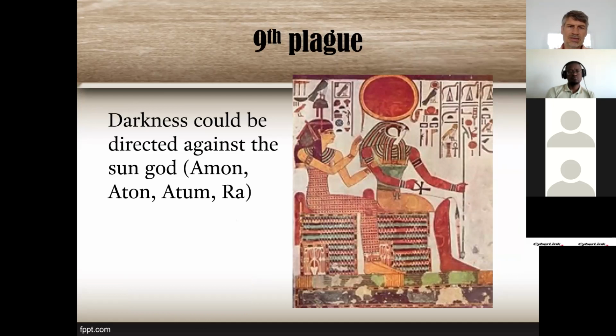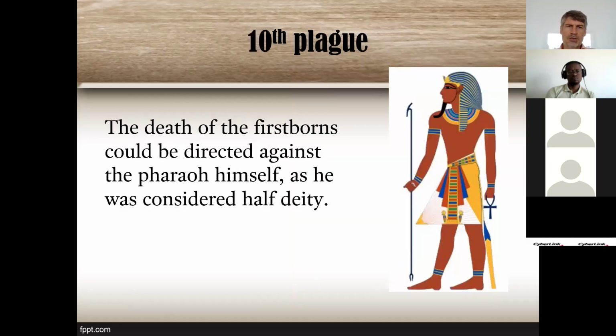Of course, it was against the sun god, and the sun god was one of the most important gods in the Egyptian pantheon. And the 10th plague could be presented against Pharaoh himself, because Pharaoh in Egypt was half god, half man. And after his death, he got the divinity, so he became like God. And the death of the firstborns could be directed against Pharaoh himself.